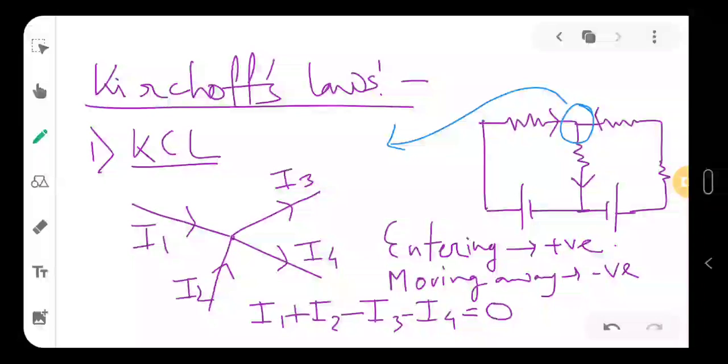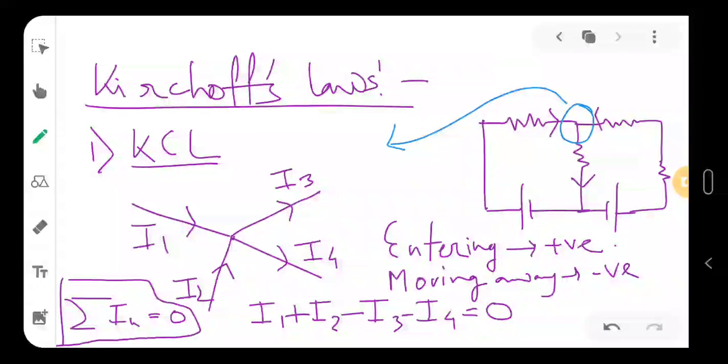So this is Kirchhoff's current law. In short form we can say that Kirchhoff's current law is the summation of all the currents at a node is equal to 0. Summation means the algebraic sum. So this is Kirchhoff's current law.